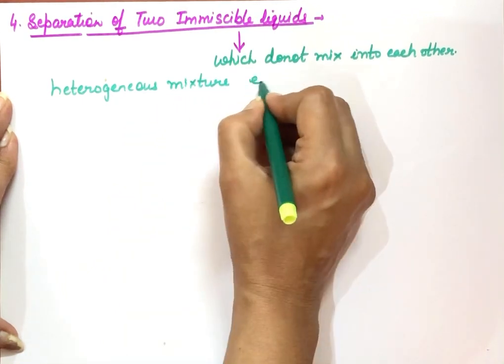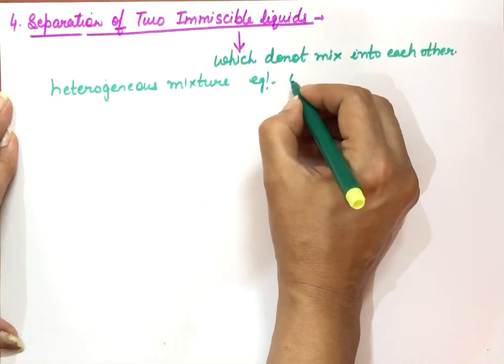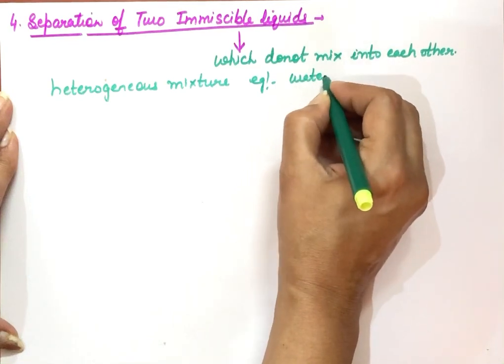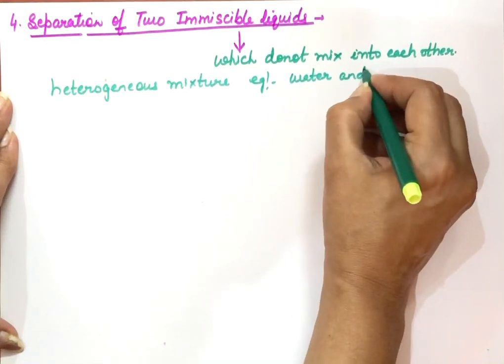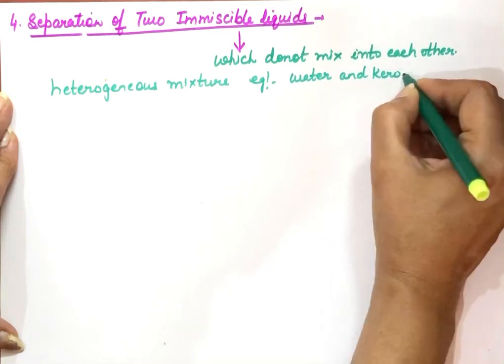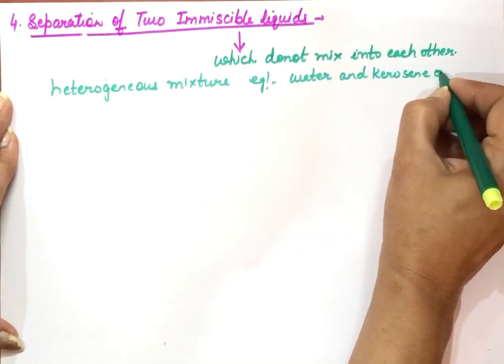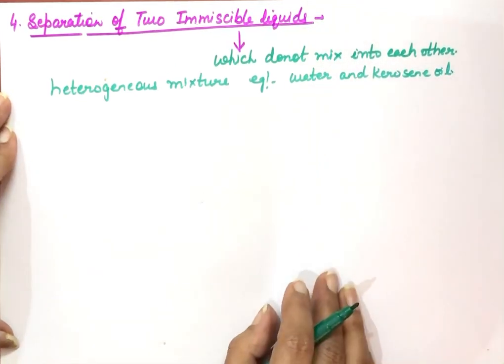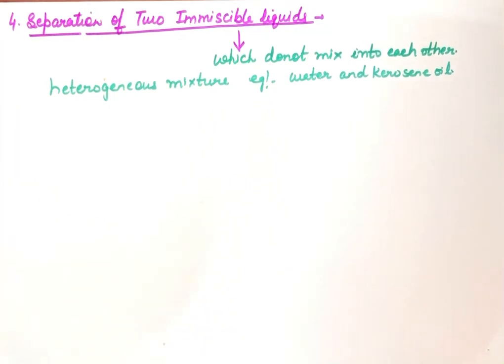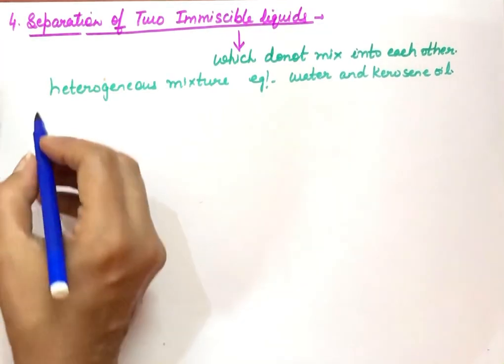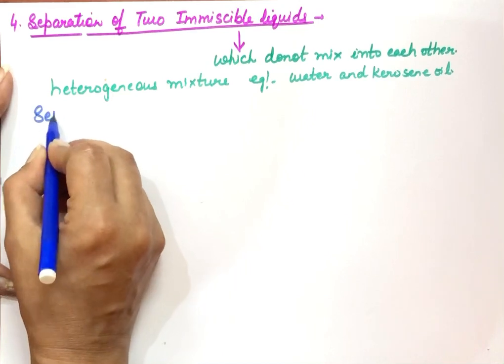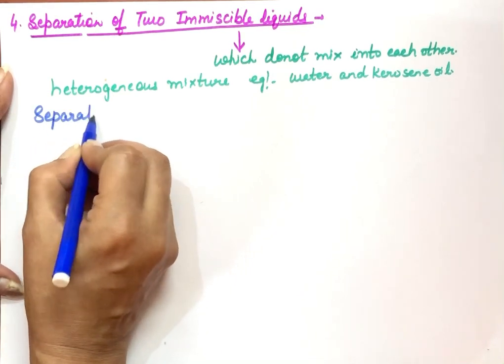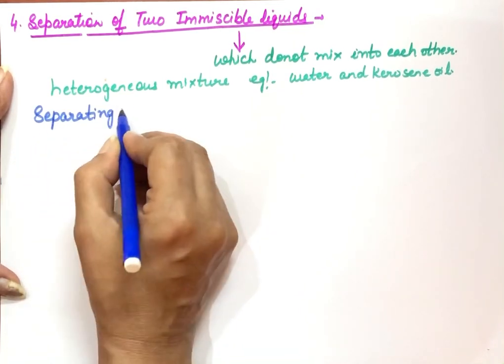Examples of immiscible liquids are water and oil, or water and kerosene oil. This mixture is of two immiscible liquids. How can we separate these two components? The apparatus that we use for this is a separating funnel, and the method is also known as the separating funnel method.